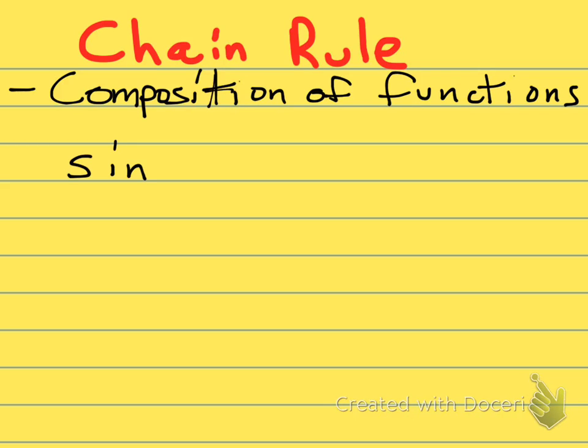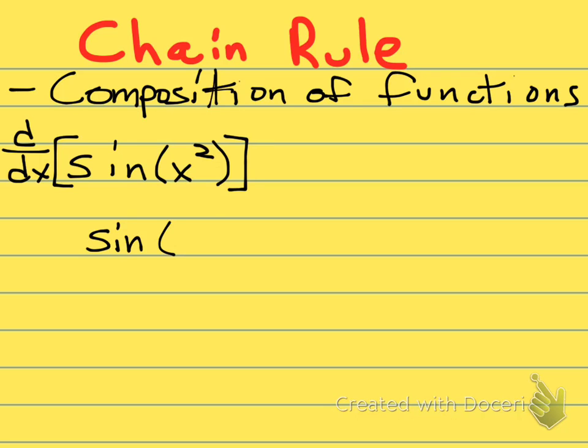sine of x squared. Okay, so if I want to take the derivative of the sine of x squared, so d dx, what I have here is I have two functions. Okay, so I have a composition of functions, one inside the other. My first function is the sine, and my second function is x squared. So what I really have is one function inside the other.